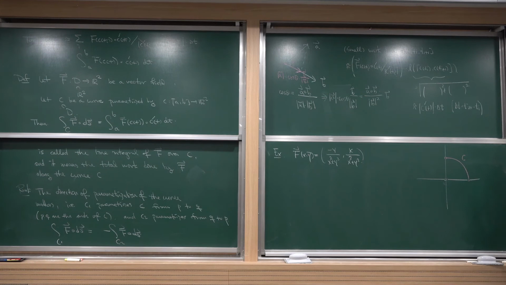Also, when you take the line integral of a vector field, you have to specify the direction. Usually, if you're not provided any direction, it means you have to take the counterclockwise orientation. So let's say I'm going to take this parameterization: C(t) is (cosine t, sine t), and t is from 0 to pi over 2.